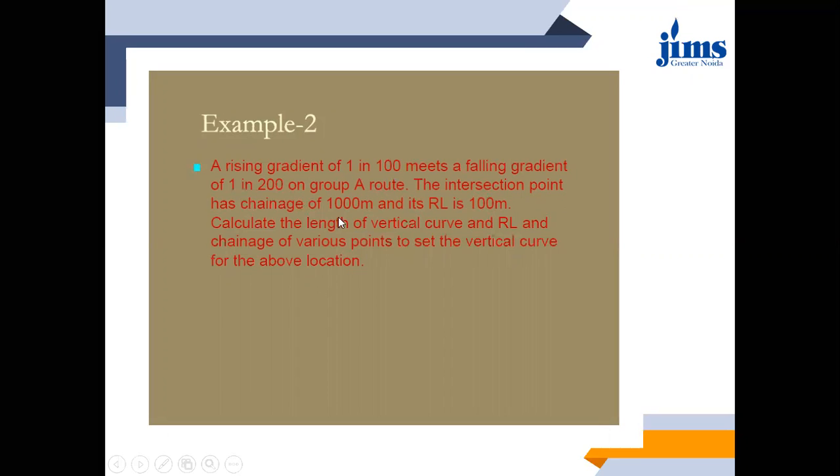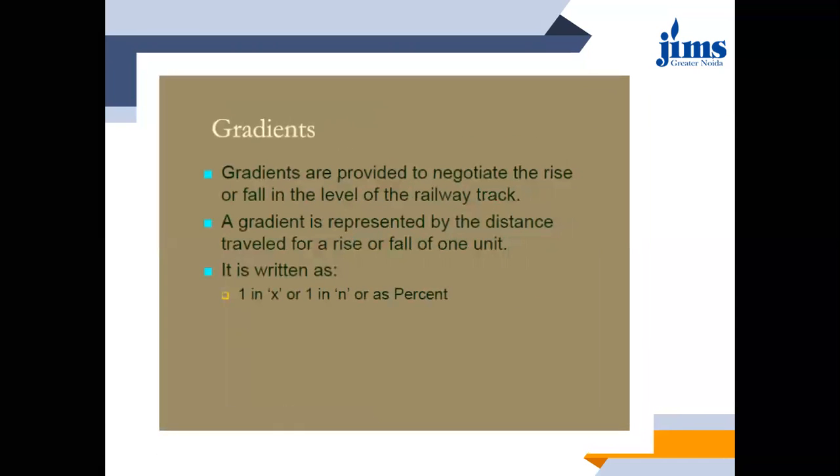The intersection point is given, the chainage is 1,000 meters, and the RL is also given to you. What you have to do is calculate the length of the vertical curve and the RL and chainage of various points. Here the tangent correction method will be applied very easily. First, the RL is already given to you. Find all the comparative reduced levels, then algebraically compute the tangent correction, and just impose all the tangent corrections on that.